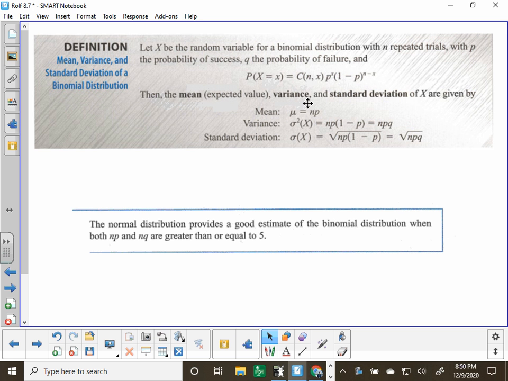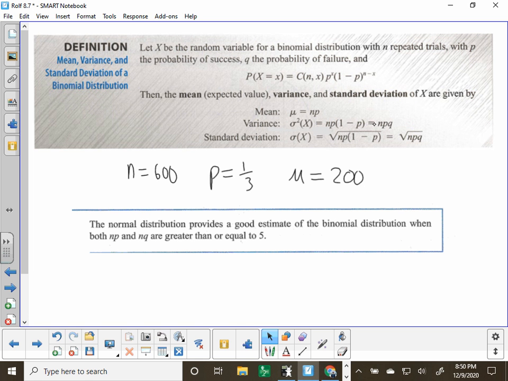The mean, expected value, variance, and standard deviation of x is given by mean mu is n times p. So if we have n equal to 600, so something's happening 600 times, like 600 at-bats for a Major League Baseball player, and the probability, just for number purposes, is 1/3. They have a 1/3 chance of hitting it. Then you multiply those together, your expected value, or your mean for the season, would be 200 hits. So 1/3 times 600 is 200. So that's where that's coming from.